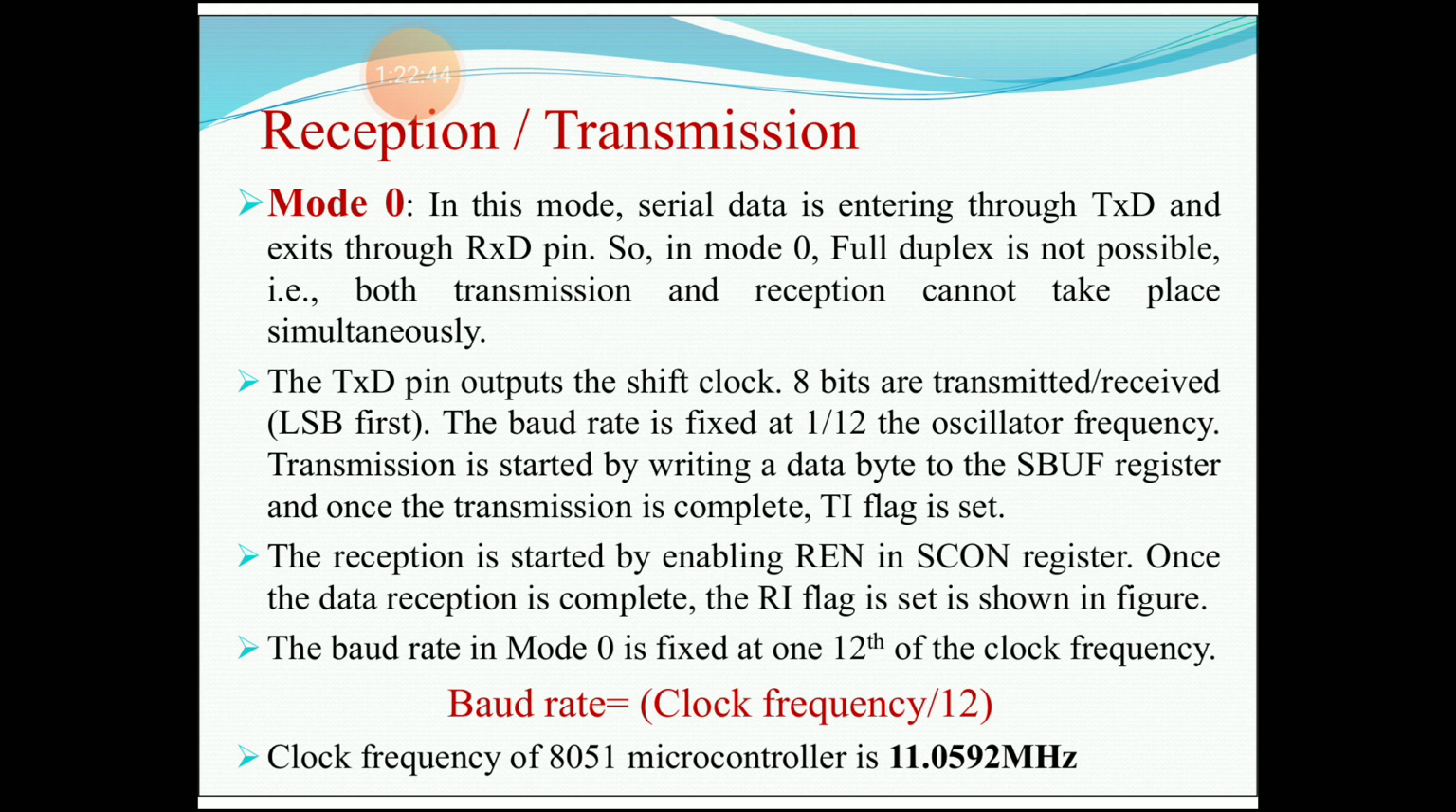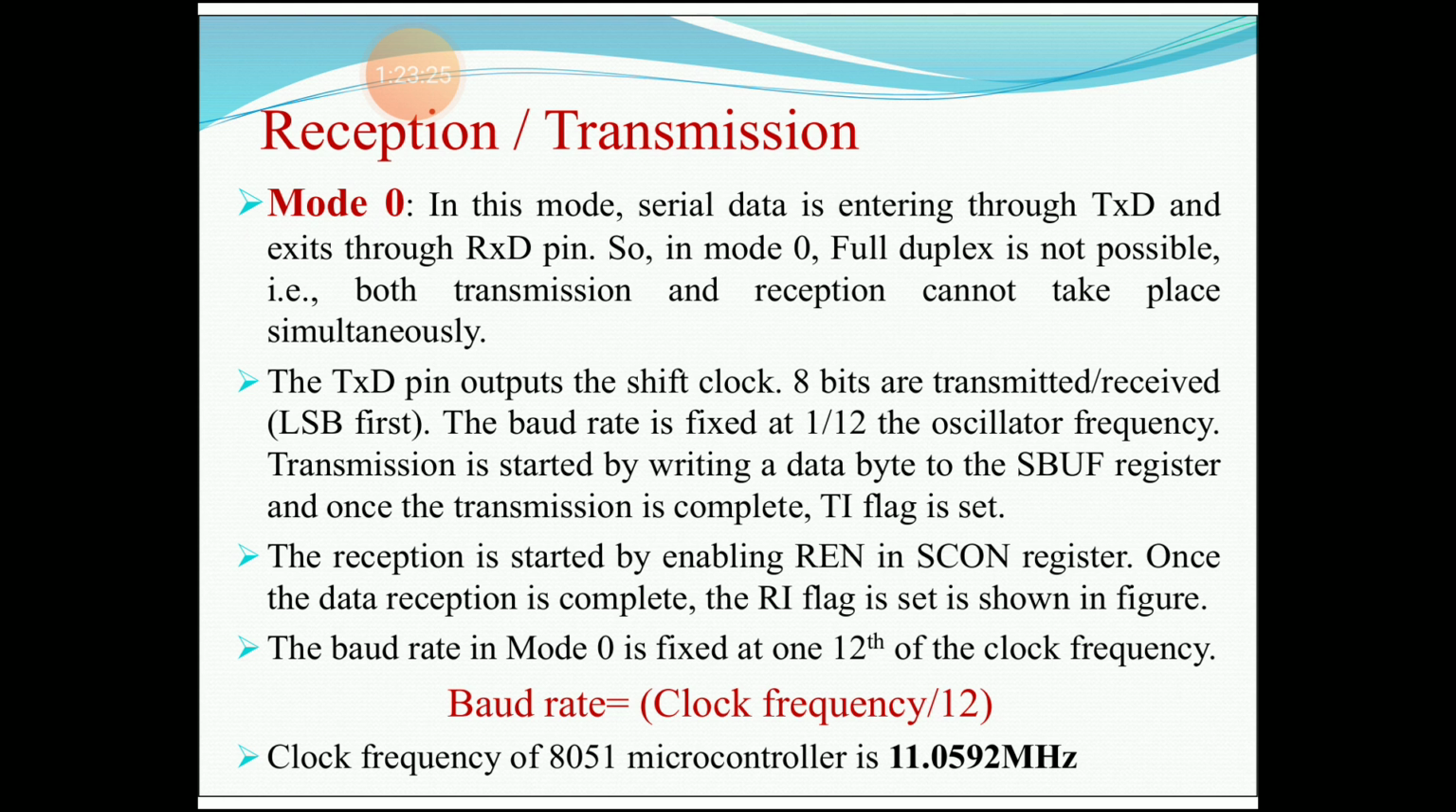The TXD pin sends the clock signal. The 8 bits are transmitted or received. That is, the LSB bit is first transmitted or received. The baud rate is fixed in mode 0, that is 1/12 of the oscillator frequency. Transmission is started by writing a data byte to the serial buffer register, and once the transmission is completed, the TI flag is set. The reception is started by enabling the REN bit in the SCON register. Once the data reception is completed, the RI flag is set.